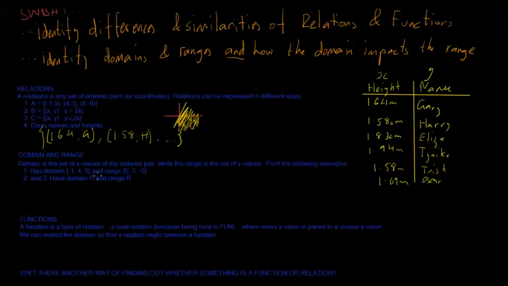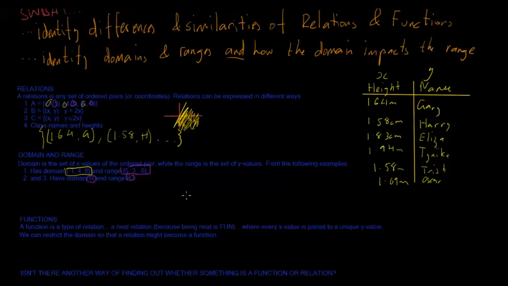Domain and range. We've looked at these maybe a little bit. The domain is the set of x values of the ordered pairs, while the range is the set of y values of the ordered pairs. That means the domain, for example number 1, is -1, 4, and 8, whereas the range is 5, 3, and -6. 2 and 3 have domain R and range R.